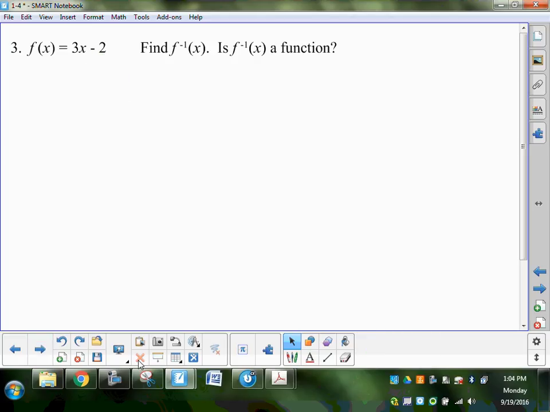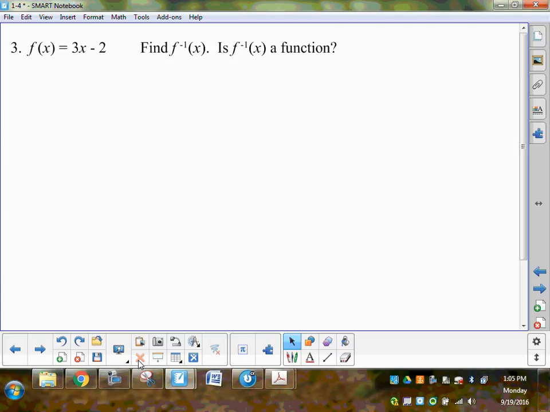Go through right now, please, and find what the inverse is going to be. In number 3, that's the equation. Go through and find your inverse in number 3. Luke, what would your first step be in order to get your inverse?